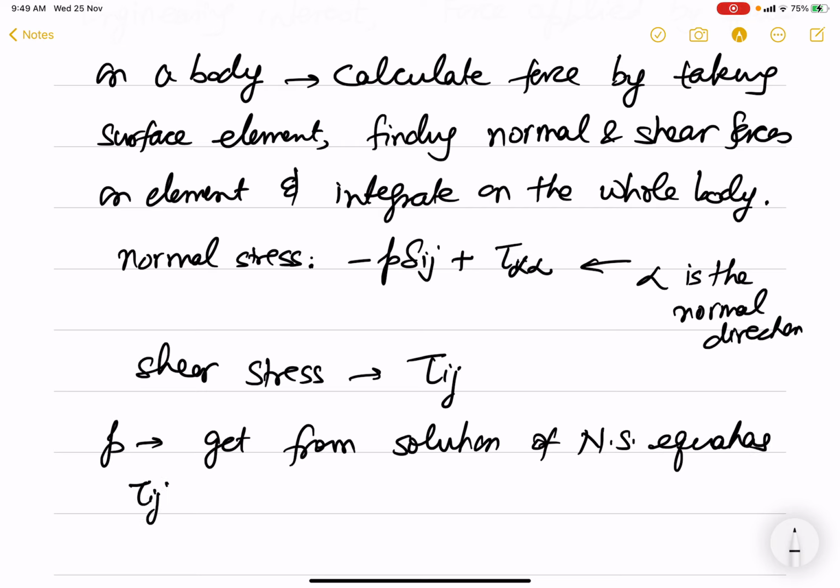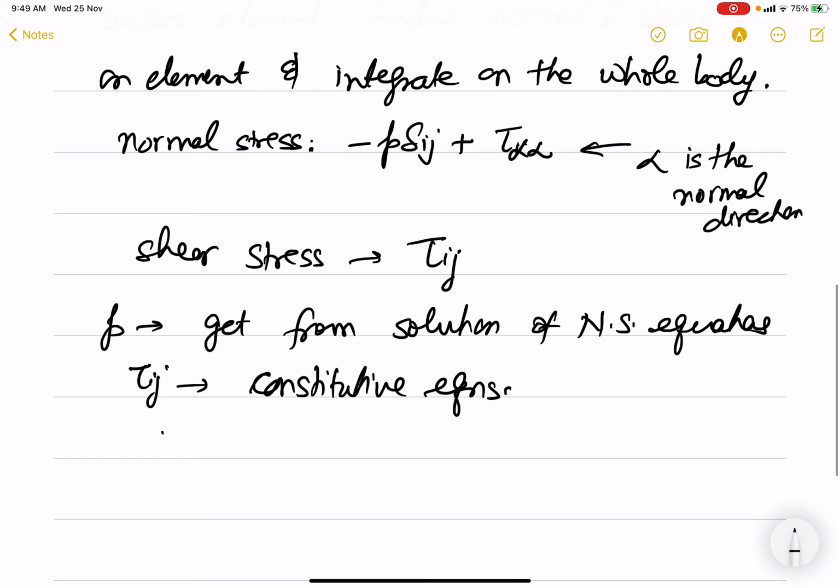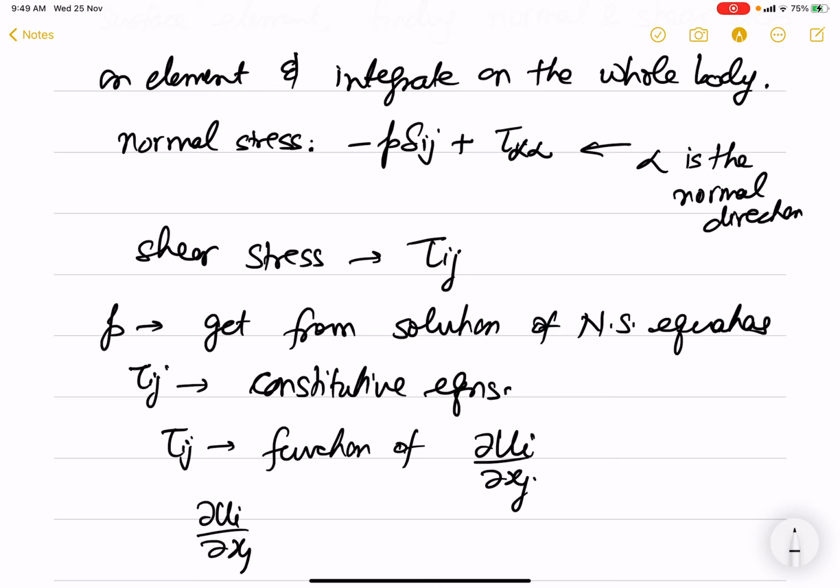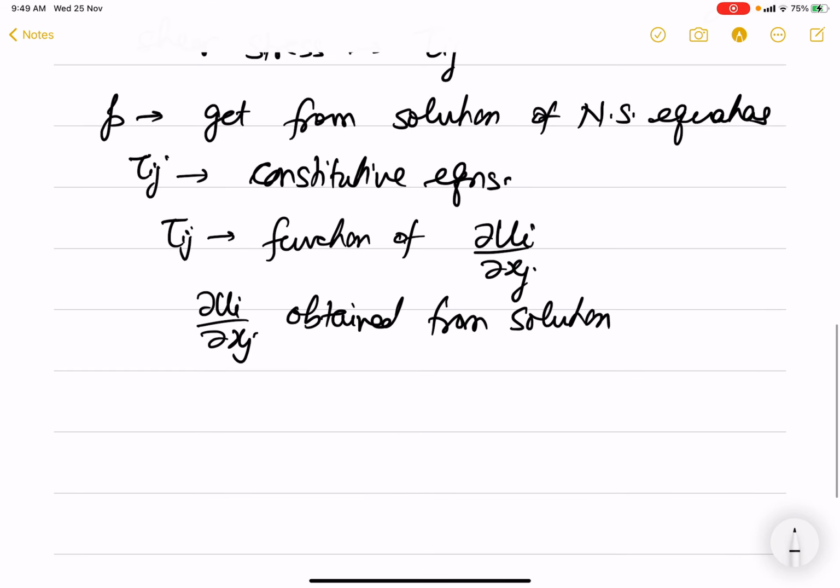And tau ij, once again you have to go to the constitutive equations, and there you know tau ij as a function of du_i by dx_j, and this du_i by dx_j will be obtained from the solution of the velocity field u. And thus you can obtain the forces on the body.